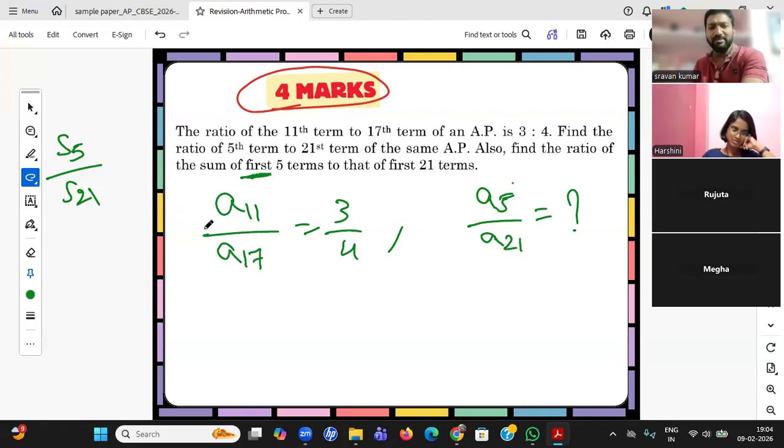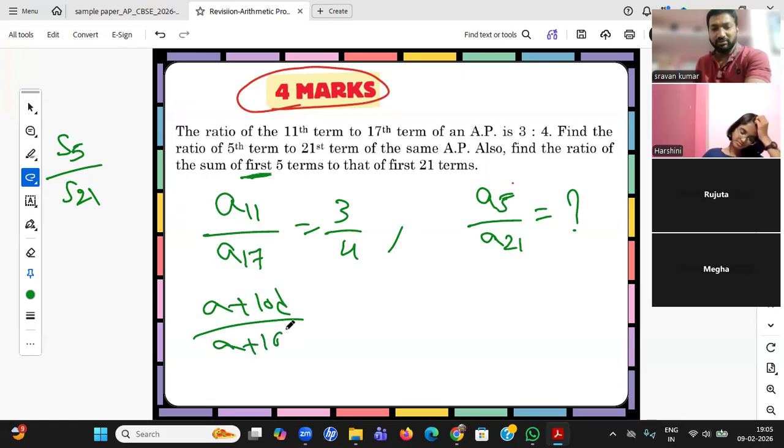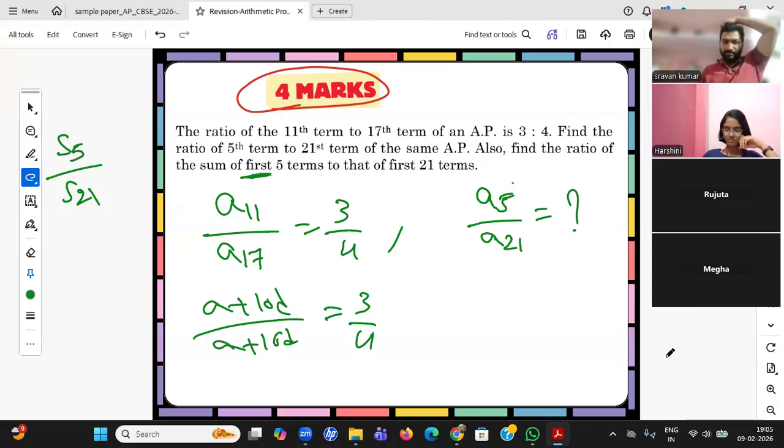You see, A plus 10D over A plus 16D equals 3 by 4. What will you do? You will cross multiply and bring one equation. Find the ratio, also find the ratio. Do you want to do it, student? Do it. Achha, so Narendra got the answer. Very good.